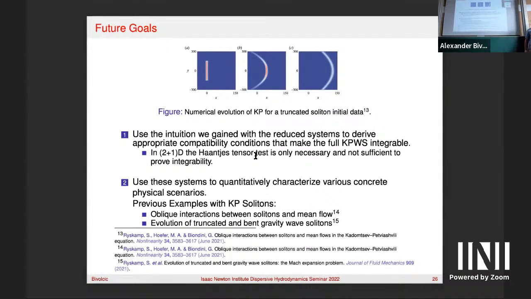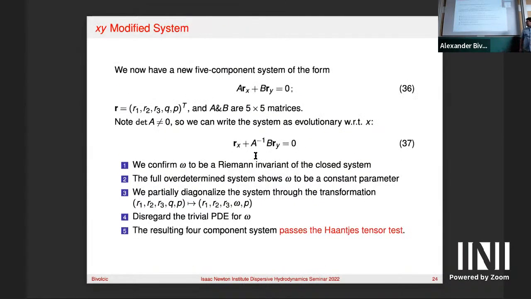Sorry, but when it passes the Haantjes tensor test, it is necessary and sufficient if it is in 1 + 1. Yes. And so the previous one that you showed, which one was actually? That one is 1 + 1, therefore it's in. Yes.